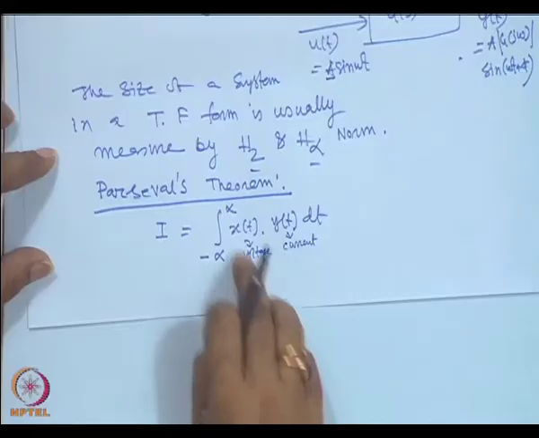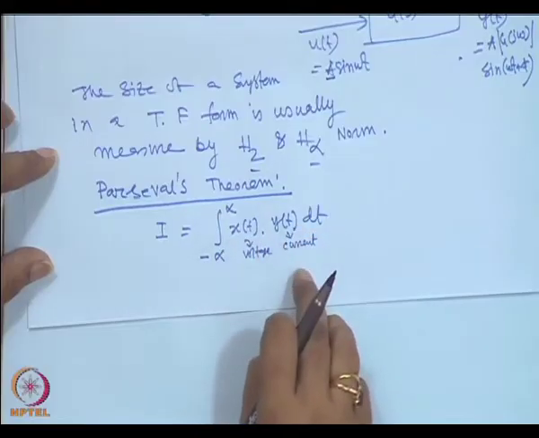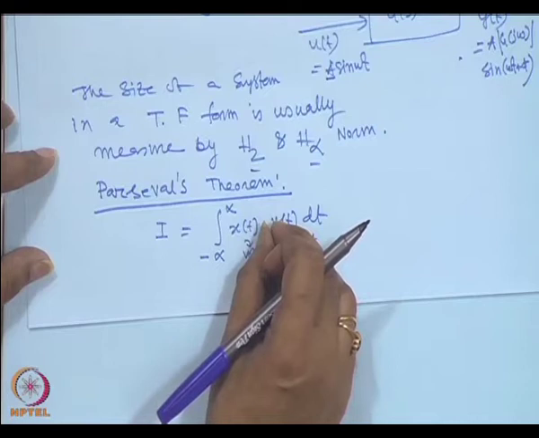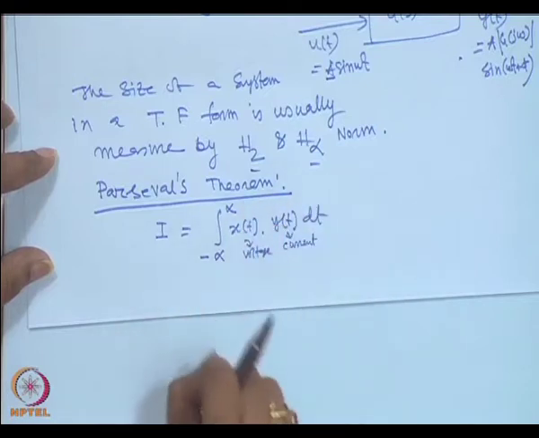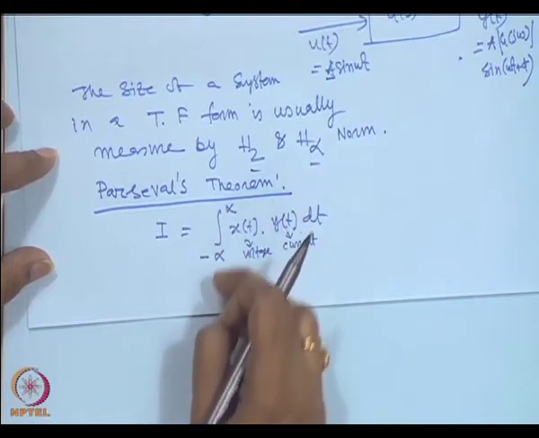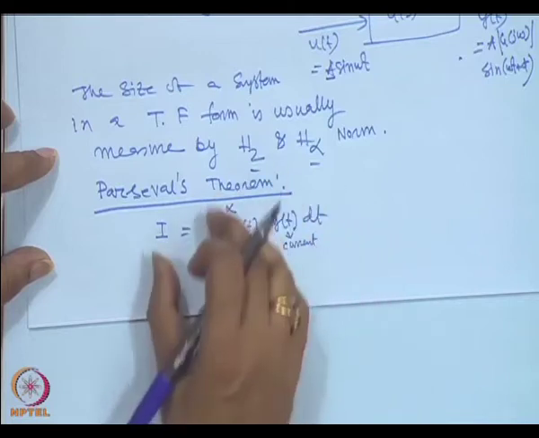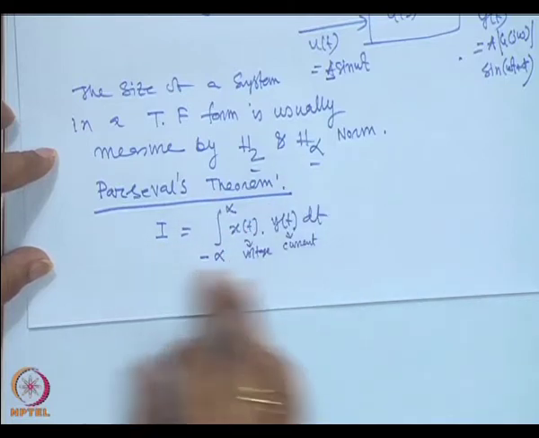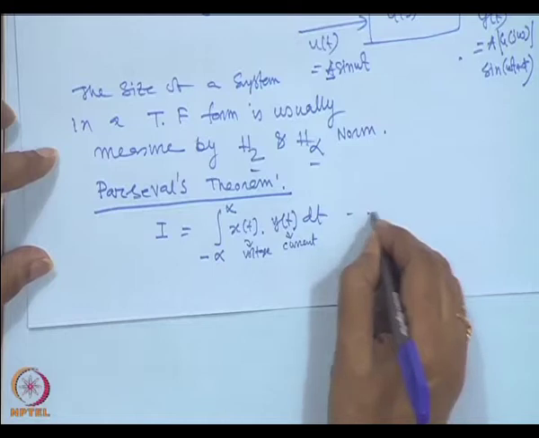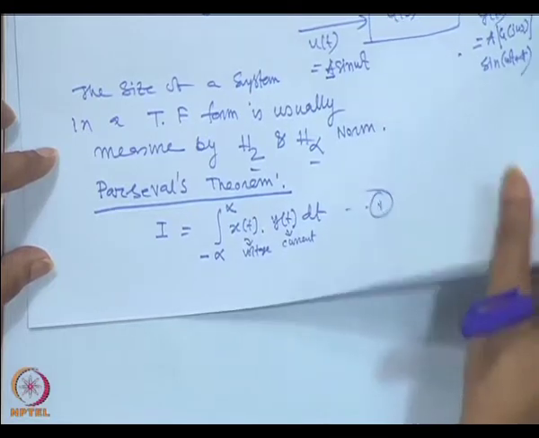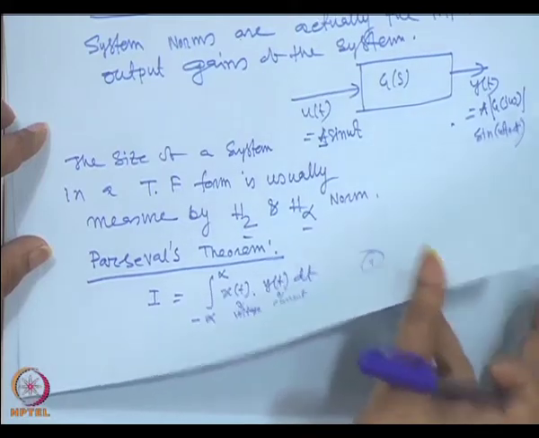In a particular branch, the voltage across that branch is x of t and the current flowing through it is y of t. So the product of these is the instantaneous power. Integrating over minus infinity to plus infinity gives the energy. So I want to compute that. Let us call this equation 1. Let us see what Parseval's theorem tells us.